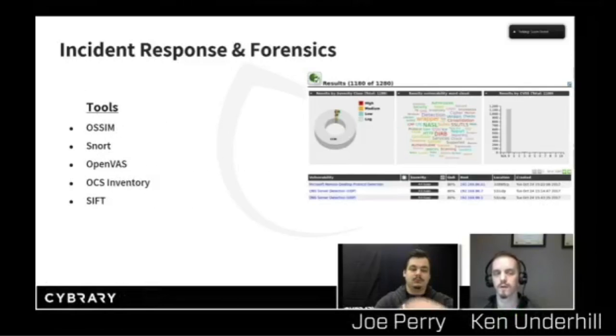different tools that are in use. OSSIM, which is a very, very popular open source tool from AlienVault. Snort, which is an intrusion detection system. OpenVAS, which is a vulnerability scanner. So basically, we're looking for weaknesses in different systems.